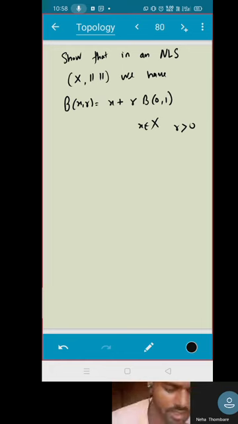You can prove this: B(x, r) is equal to x plus r times B(0, 1). Now look at the left hand side. This is a set. Look at the right hand side. That is also a set. Graphically, can you visualize this thing?